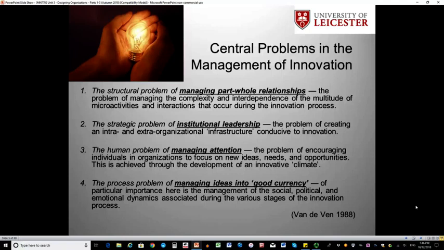So the structural problem of managing part-whole relationships, the strategic problem of setting out the infrastructure within the organization, which is certainly linked into an important role of leadership in organizations. Thirdly, how do you manage the attention of the humans, the employees within the organization, to get them to engage with the innovation process and to engage with creativity? And finally, how do you manage those ideas from inception through to commercialization or bringing into use?